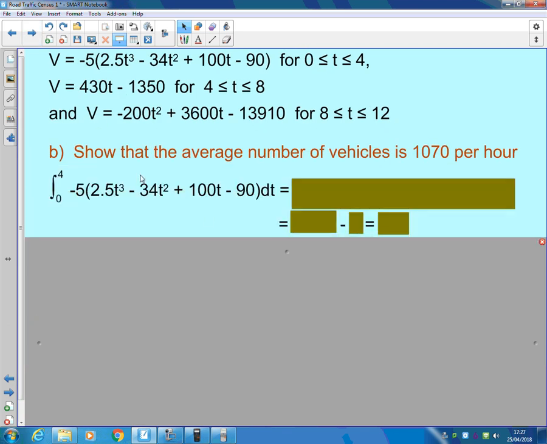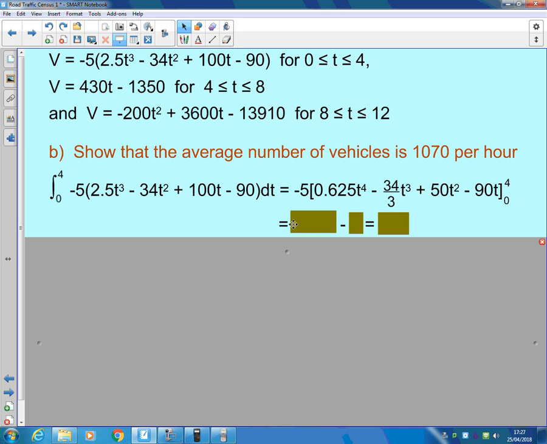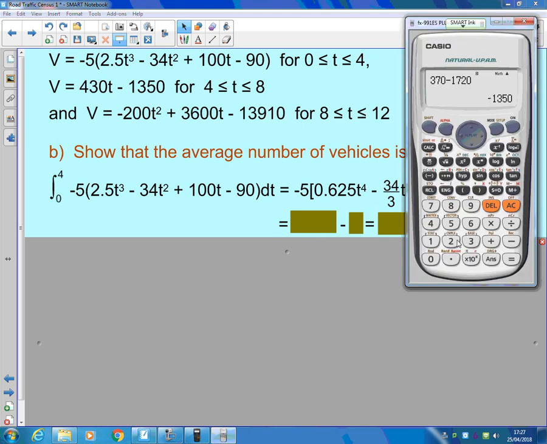The first equation, it was between 0 and 4. So I'm looking here to find the total numbers. Put the equation down, integrate it, put in the numbers. Okay, let's do it quite fast. Increase the power by 1 and divide by the new power. So 2.5 divided by 4 equals, as a decimal, 0.625.